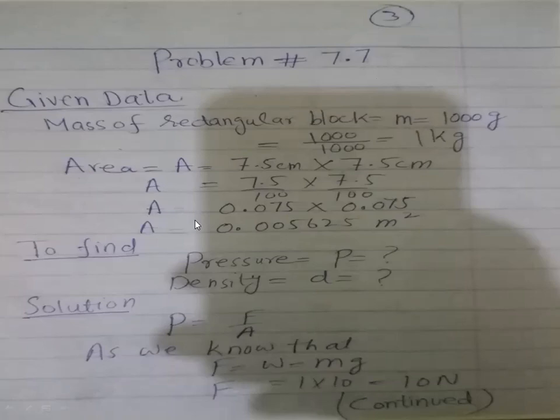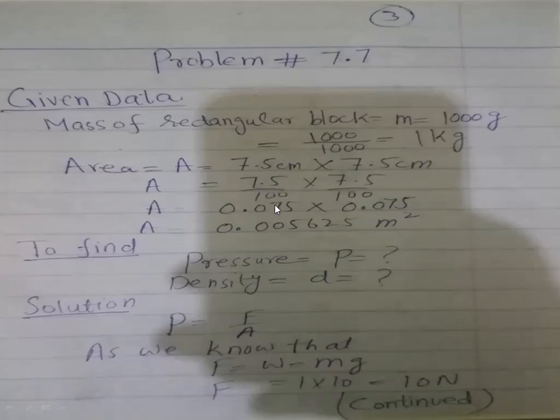Because the formula for pressure is force per unit area. That's why I am finding the area by multiplying 7.5 by 7.5. Since it is in centimeters, I need to convert this into meter squared. How do I convert this into meters? Centi is 10 to the power minus 2, which is equal to 1 over 100. So if you do this two times, it will be converted.